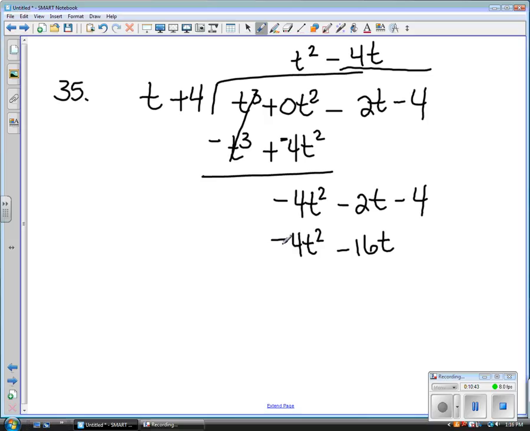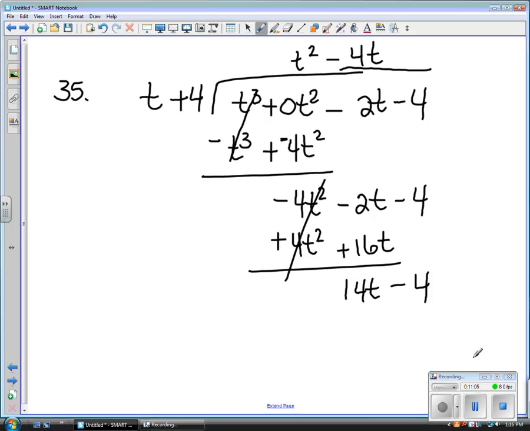Now, I want to change these. So, because that was negative and I subtract, okay, just subtract the negative. It's the same as plus a positive, right? So, I want to change both of those. What is negative 4t squared plus 4t squared? It cancels. Negative 2t plus 16t.